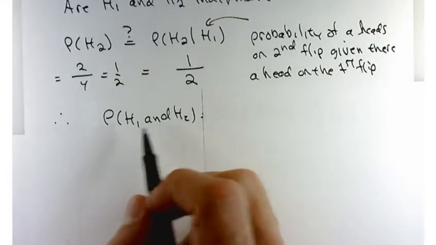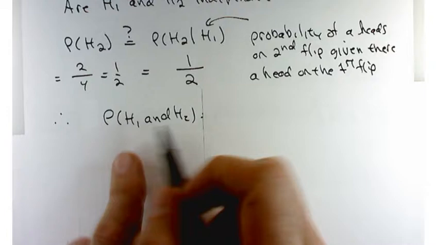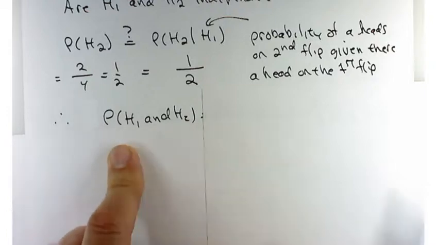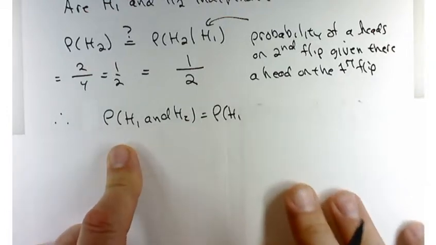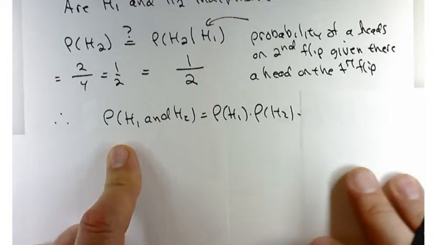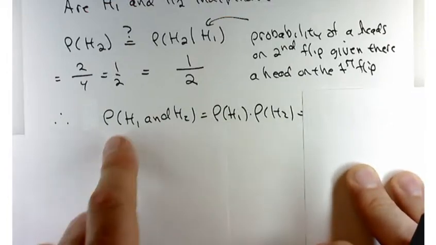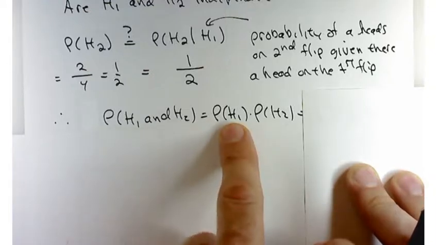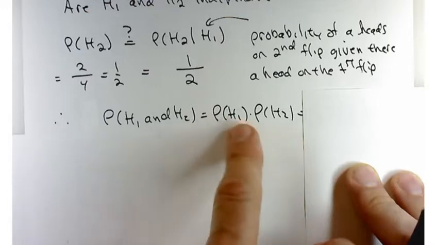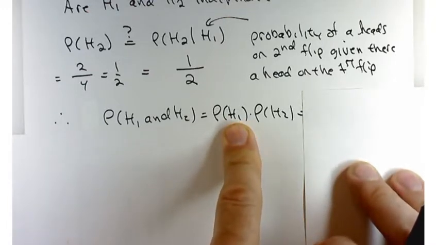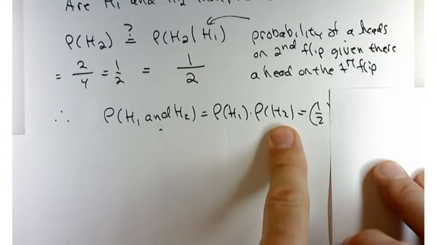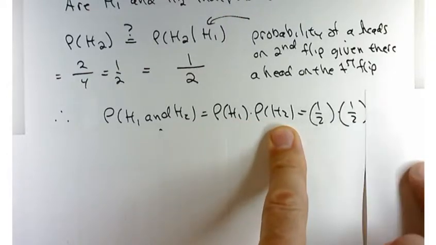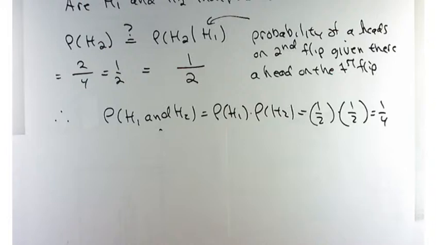Probability of H1 and H2, if they're independent, can be calculated as the probability of H1 times the probability of H2. So if I want the probability of a head on the first flip and a head on the second flip, I can calculate that by the product of these probabilities. What's the probability of a head on the first flip? 1/2. Probability of a head on the second flip? 1/2. So a total of 1/4.